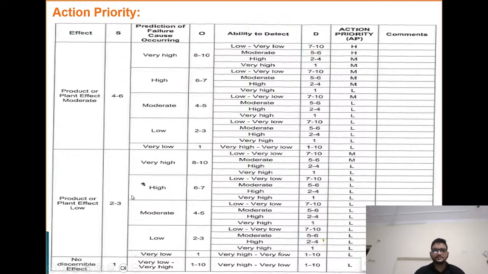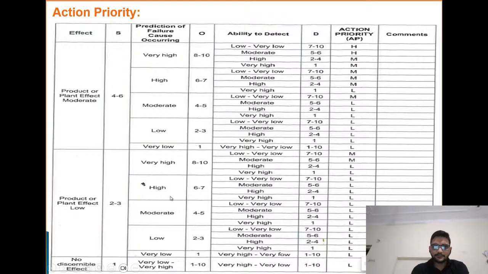Now next is product or plant effect low or very low, meaning severity is 2 to 3. In case of severity 2 to 3, occurrence is 8 to 10 and detection is 7 to 10, that combination is medium, and 5 to 6, meaning 5 to 10 is medium, and 2 to 4 is low, 1 is low.